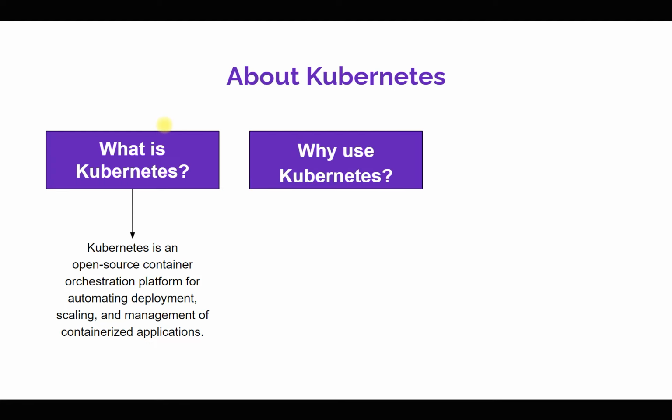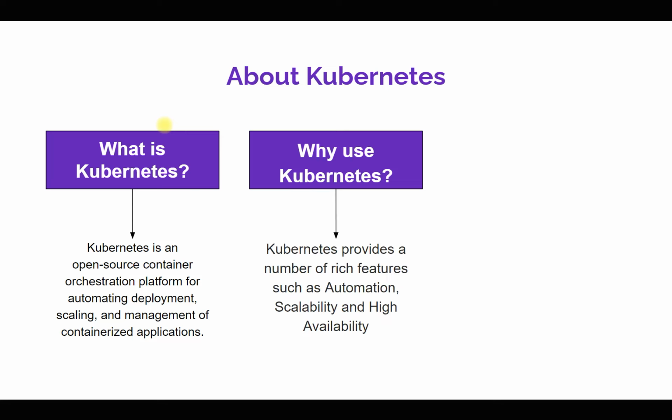Next, why do we need Kubernetes? Actually, Kubernetes provides a number of rich features, and that's why we are using it. These features are automation, scalability, and high availability. When we talk about automation, it automates many of the tasks involved in managing containerized applications like deployment, scaling, or load balancing. If we talk about scalability, Kubernetes can scale your application up or down automatically based on your application demand or requirement. This can help you to improve the performance and availability of your application.